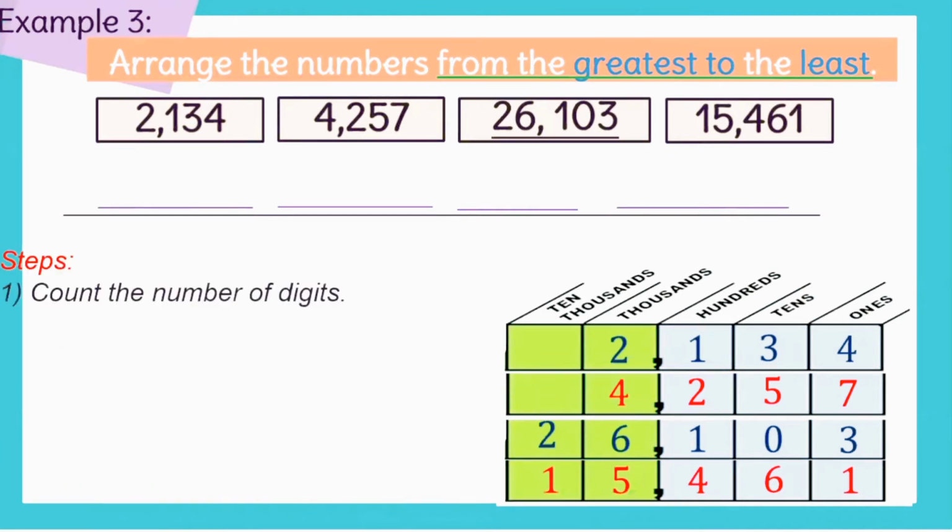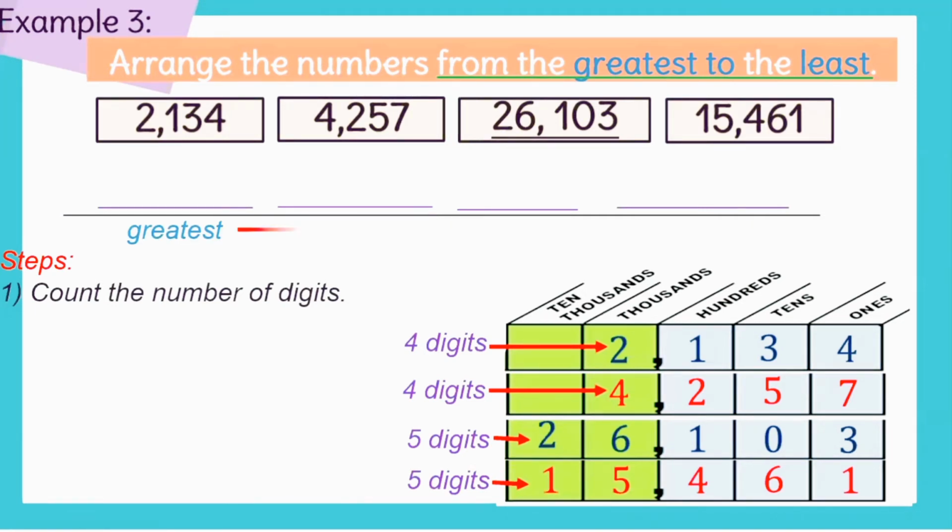Step 1, count the number of digits. The first number has 4 digits. The second number also has 4 digits. The third number has 5 digits, as well as the fourth number. Since we are going to arrange the numbers from the greatest to the smallest, let's start with the greatest. We all know that the bigger the total number of digits, the greater the value. So let's start with the 5 digits.